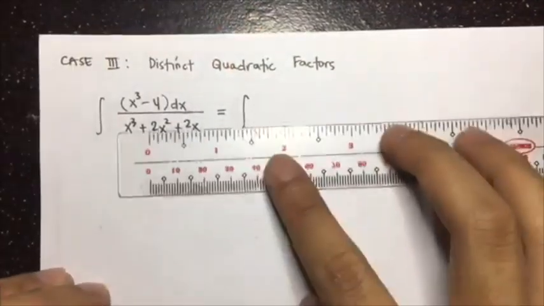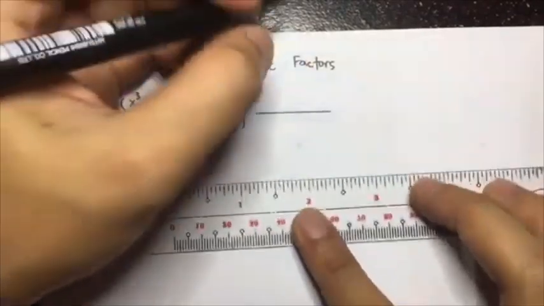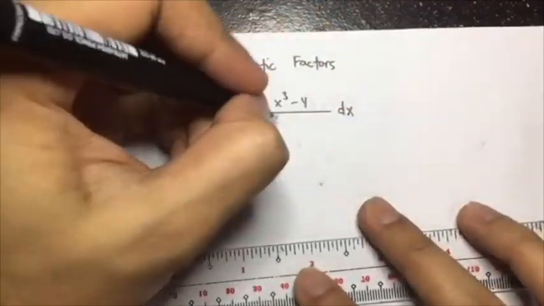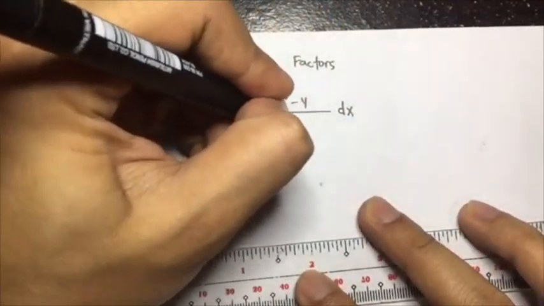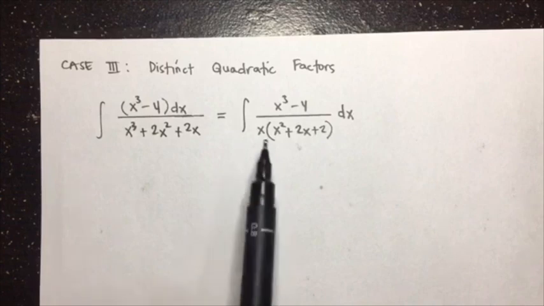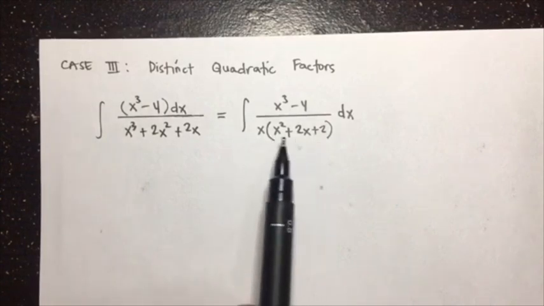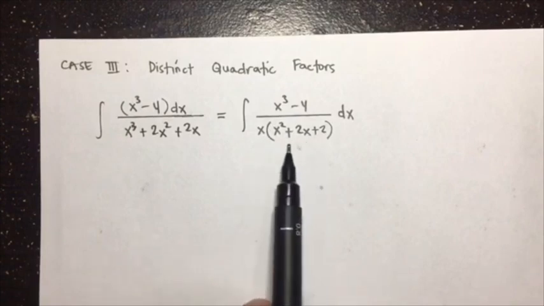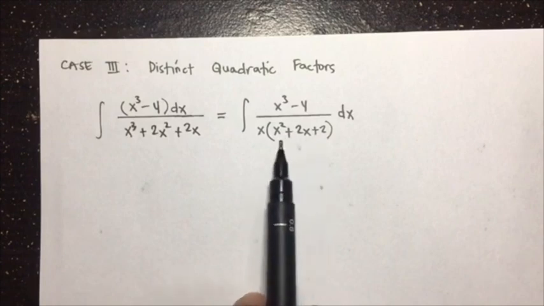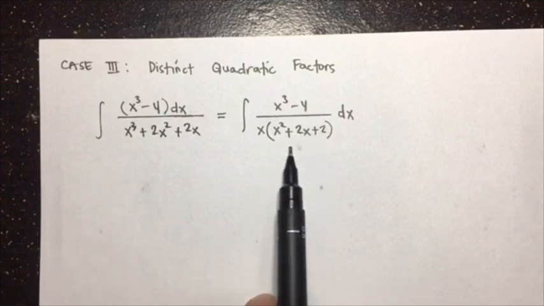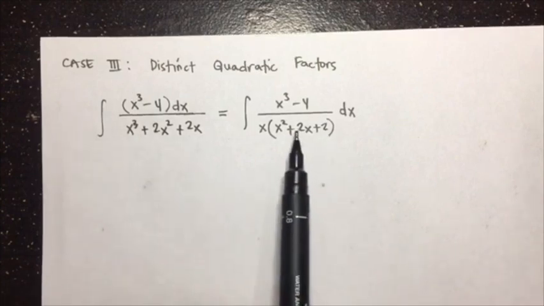So we'll have integral of x cubed minus 4 dx over x times x squared plus 2x plus 2. As you can see, we can't factor the quadratic anymore. We have x squared plus 2x plus 2, so this cannot be factored further. Therefore, our partial fractions will contain one fraction with a quadratic denominator. So let's try to resolve this into its partial fractions.